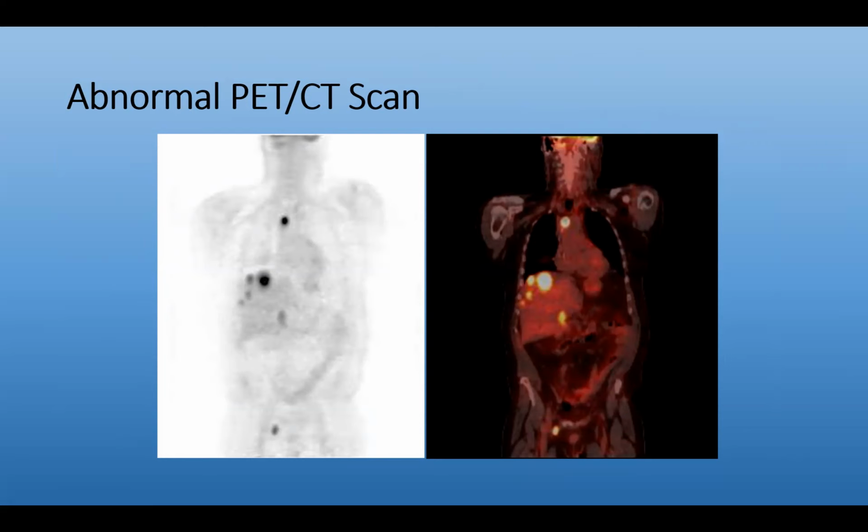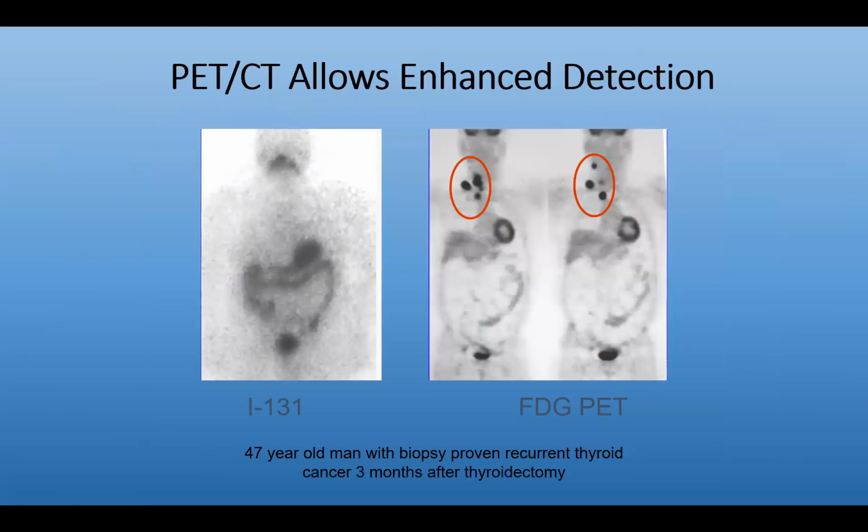So this is just an example that demonstrates how PET-CT can enhance detection of lesions. This was a 47-year-old male with biopsy-proven recurrent thyroid cancer. He's now 3 months post-thyroidectomy, comes for an I-131 scan, and, from all accounts, looks pretty clear, looks pretty normal, right? We get some normal stomach and bowel, bladder, right? But certainly in the thyroid bed, there doesn't look to be any residual activity.